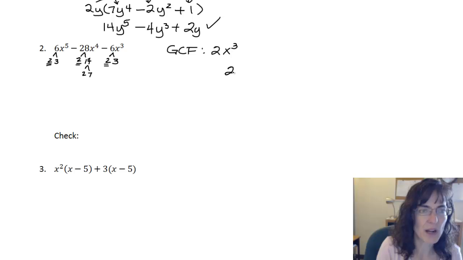Okay, so let's write it out. So 2x to the 3rd times what will give me 6x to the 5th. So 2 times 3 will give me the 6, and then I have 3 x's here. I need 5 total being multiplied, so I'm going to have 2 more x's here to be multiplied, minus 2 times what is 28. Well, that was 14.